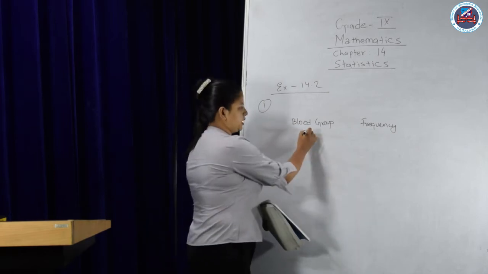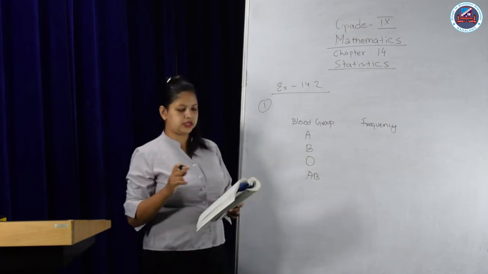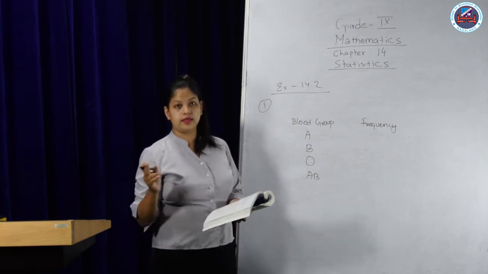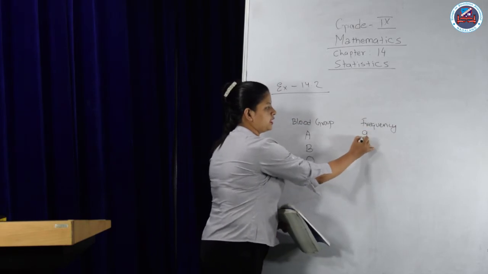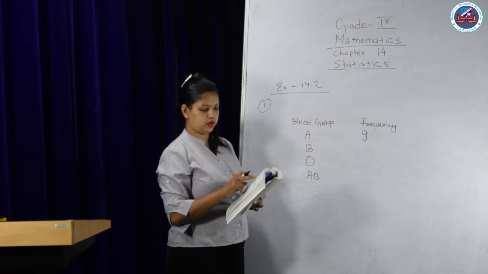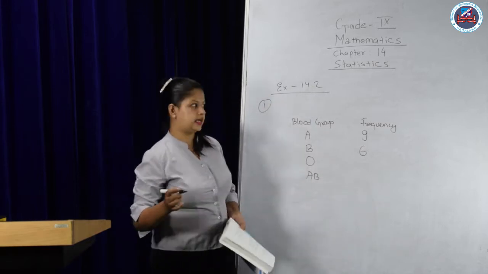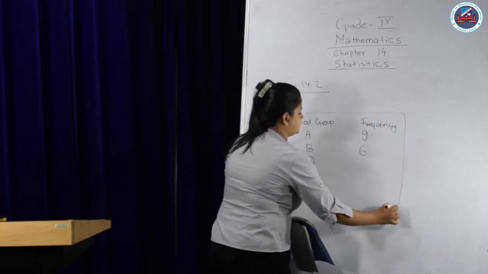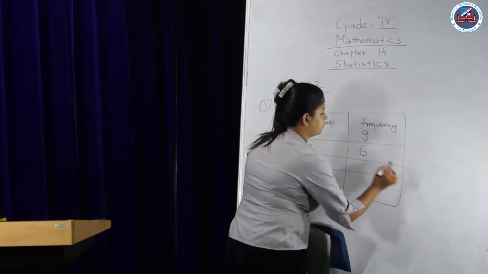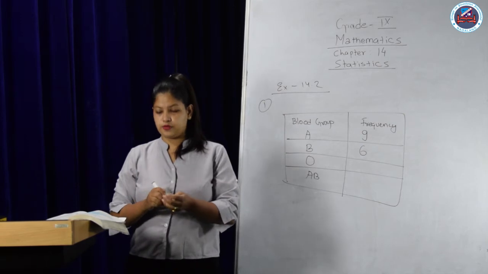Now there are the types of blood group A, B, O, AB. Count it. How many A are there? 9 A are there. So in place of frequency you write 9. Similarly count B. 6. Similarly count O. Similarly count AB and fill in the data. That's it. This is how you will make a frequency distribution table. In this way you complete this particular question, exercise 4.21.